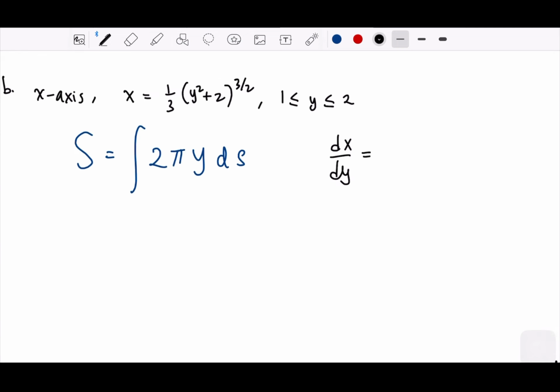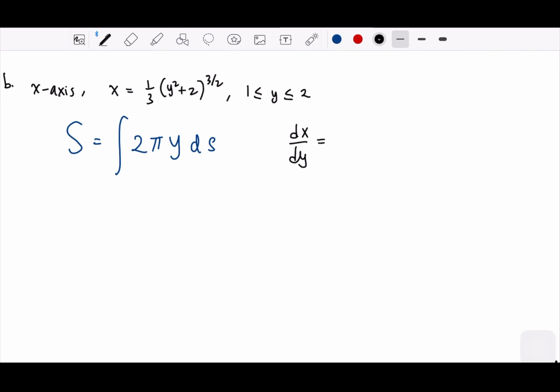Let me write one by one. Let me write d/dy of 1 over 3. 1 over 3 is a constant, so let me write it outside. So d/dy of (y squared plus 2). Now derive this. 3 over 2 goes to the front, right? And then minus 1.